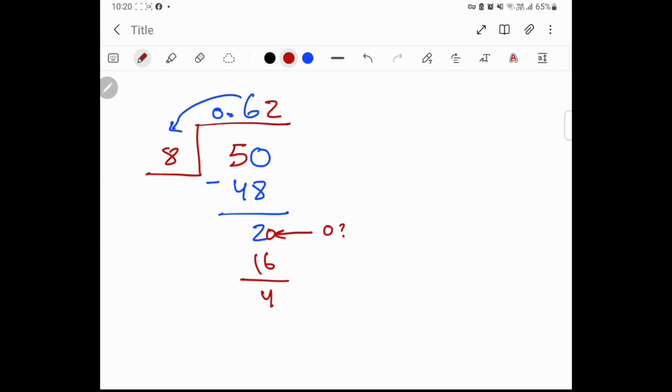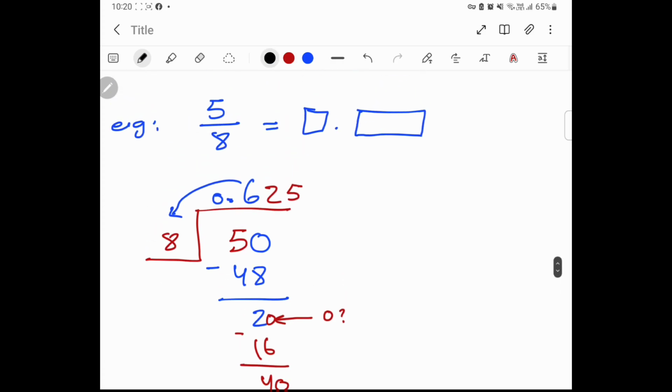Now 4 divided by 8, we cannot do that. We add a 0. 40 divided by 8 is 5. 5 times 8 is 40. Perform the subtraction, and the remainder is 0. So we can stop. In this case, the answer is 0.625. And that's how we get the decimal number of a fraction.